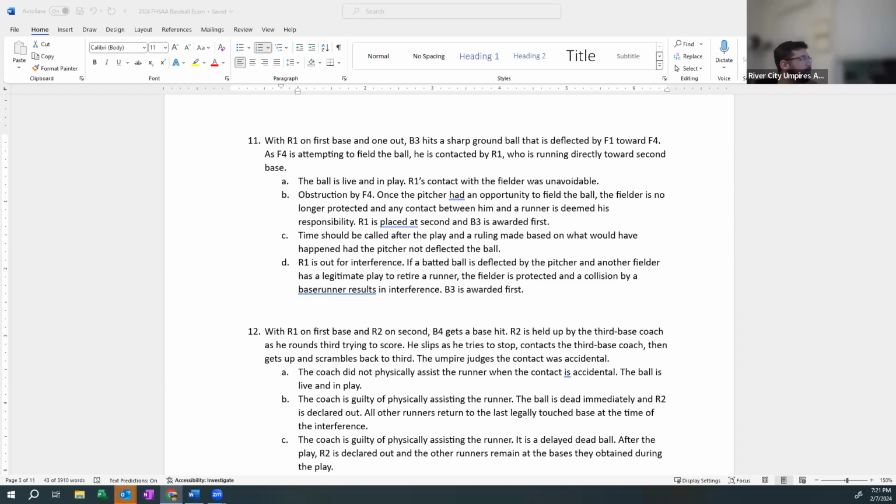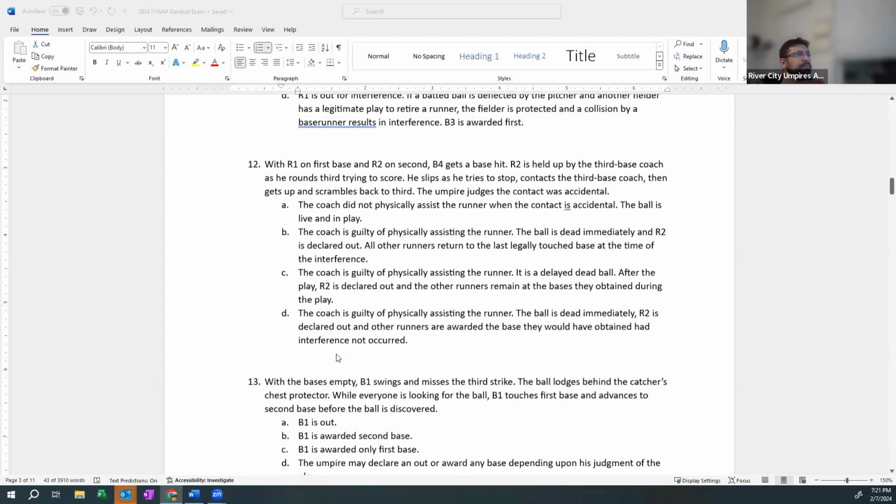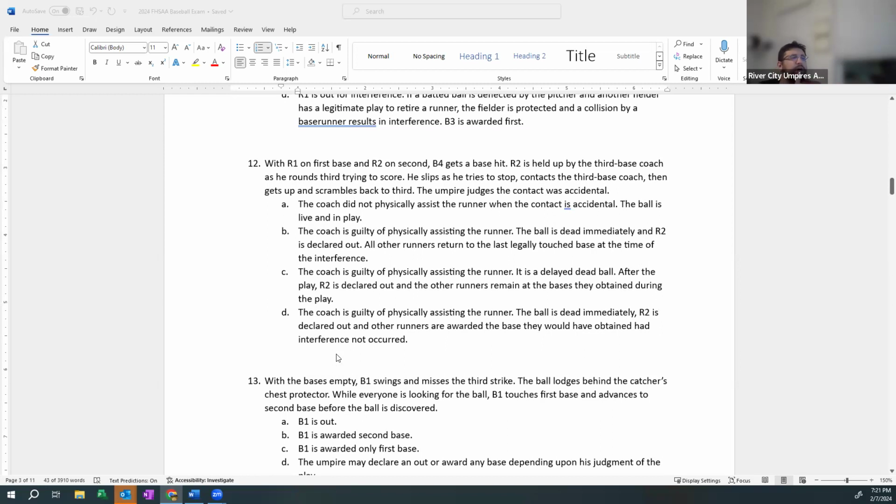All right. Next, R1 on first base and R2 on second. Batter 4 gets a base hit. R2 is held up by the third base coach as he rounds trying to score. He slips as he tries to stop, contacts the third base coach, and gets up and scrambles back to third. The umpire judges the contact was accidental.